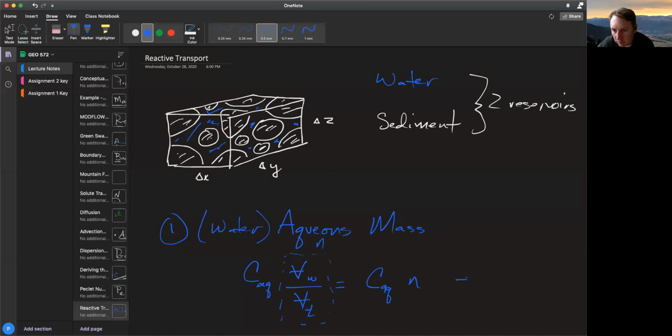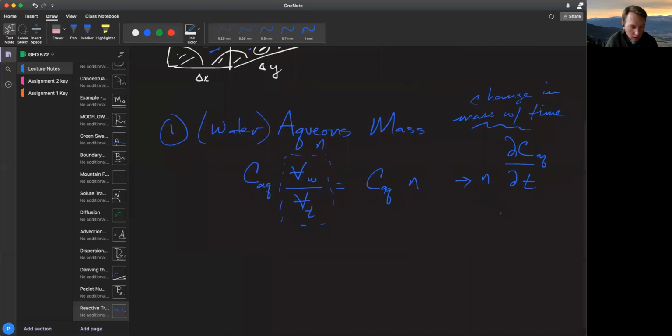Similarly, in all of our equations, we're often interested in the change in aqueous mass with time. So the change in mass with time is the porosity times the change in aqueous concentration with time, n times dC aqueous dt. So this is the change in mass with time. Okay, so that's our first reservoir.